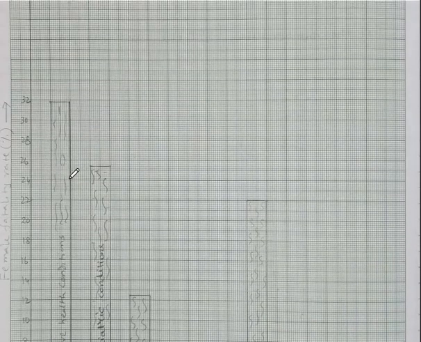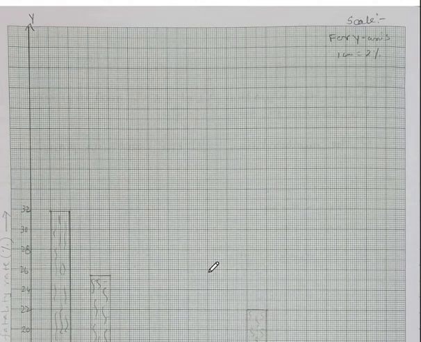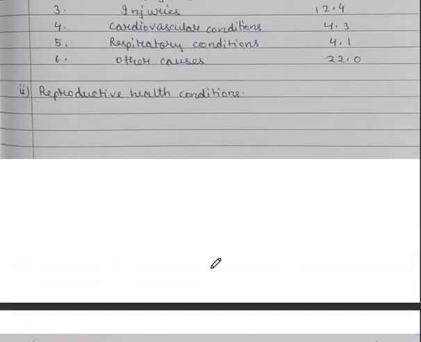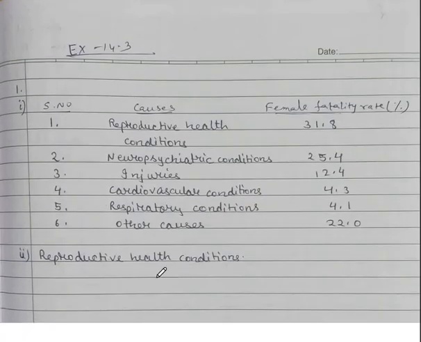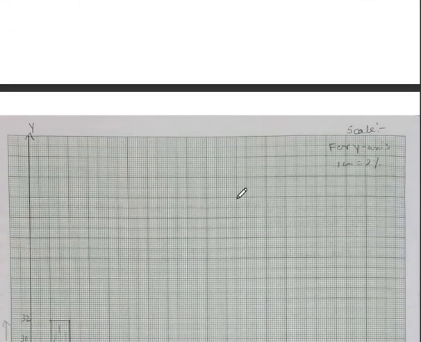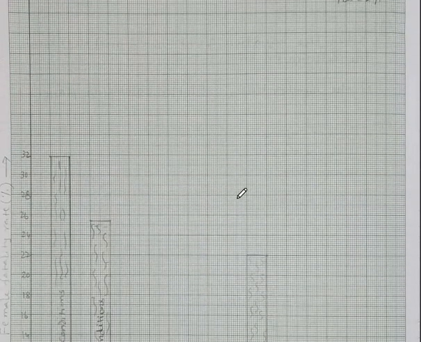And after completion of the bar graph, you can put one fruitful design for all, and all has to be the same design. After that, the second question: here they are asking, which condition is the major cause of women's ill health and death worldwide? Definitely reproductive health condition, because here the percentage is more. That is your question number 1, 14.3. So you should draw the bar graph perfectly.